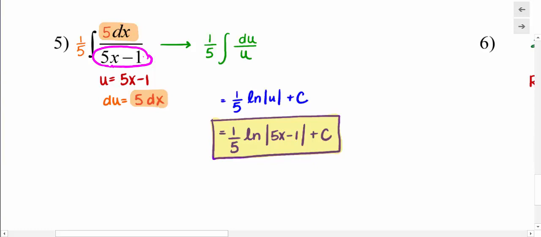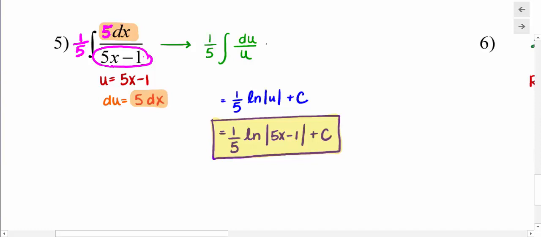Well, I don't have a 5 in my problem, so I multiplied inside by 5, outside by 1/5, because that is, again, a product of 1. I'm not changing the value. I'm only changing the way it appears. Instead of that 5 dx, I'm going to write du, so that's what went into that numerator. My denominator was u, but I did have that 1/5 out front. Don't forget about it. It's the most important part.